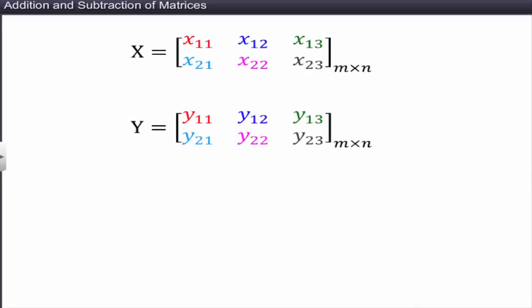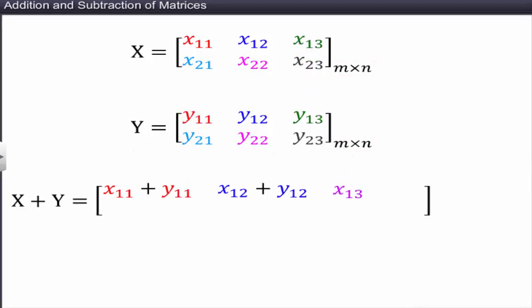We have two matrices, X and Y of the same order. If we are performing the addition operation on X and Y, it means that we are adding the elements of X to the corresponding elements of Y. Let's see how it's done. The element in the first row and the first column of matrix X is added to the element in the first row and the first column of matrix Y. Similarly, the other corresponding elements are added as shown.